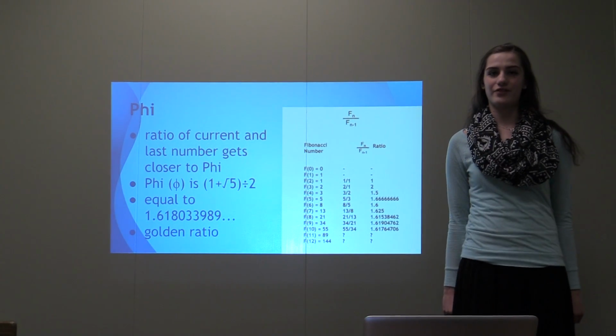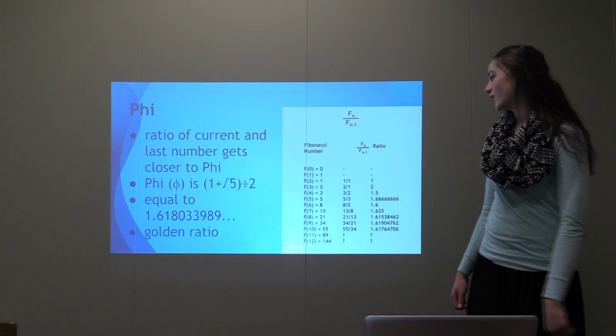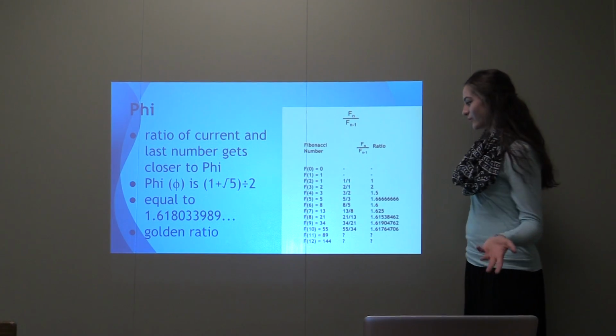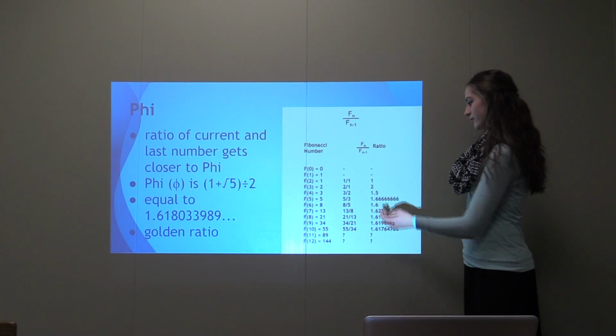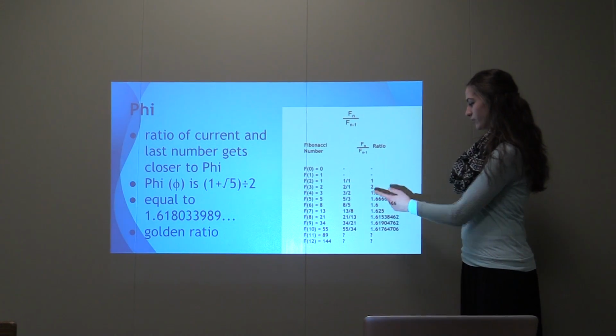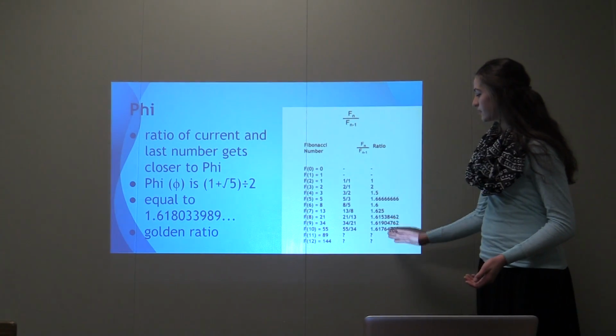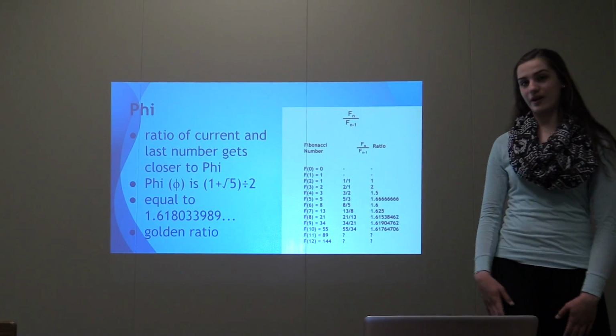You can see here how phi and the Fibonacci sequence are related. 1 divided by 1 is 1, 2 divided by 1 is 2, 3 divided by 2 is 1.5, and so on as it gets closer and closer to 1.618.